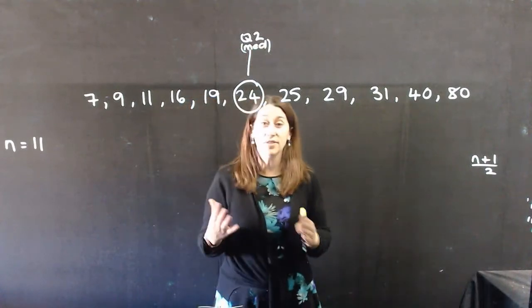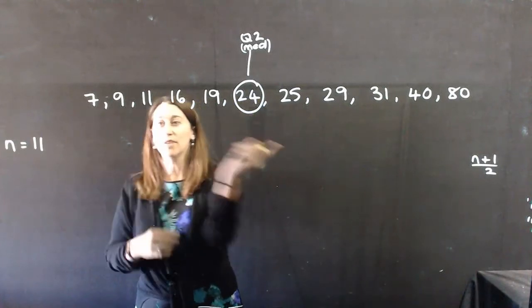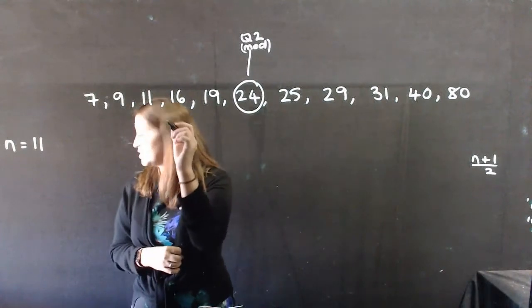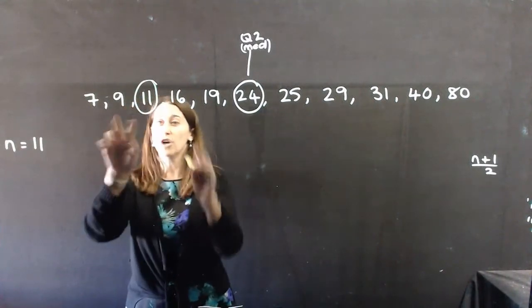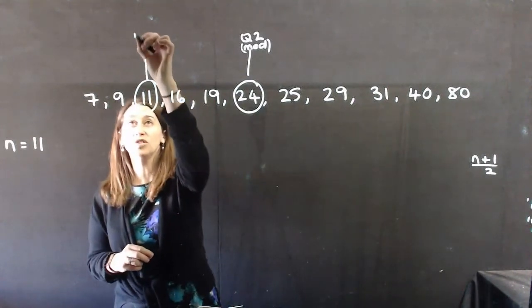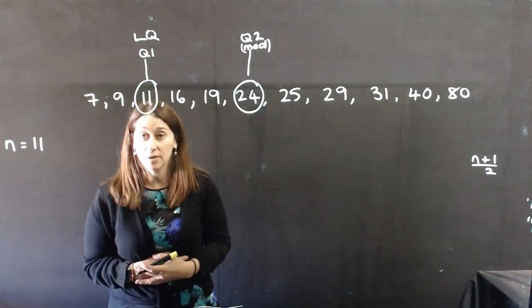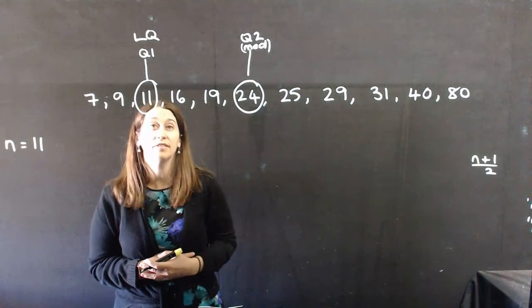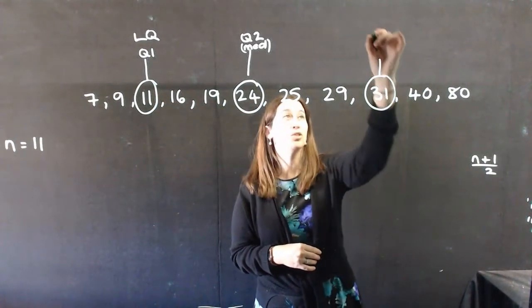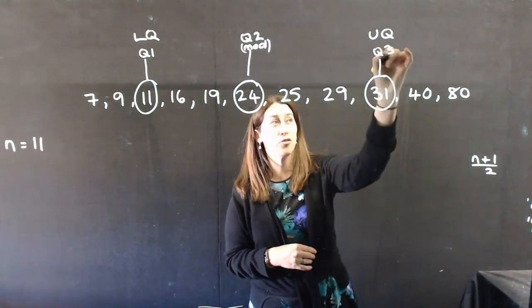Okay, now, similar process for the lower quartile. We want to work our way into the middle. Now, there are an odd amount of data this side, which means there is one central piece of data, which is 11. This shows that there are an equal number of data either side. So we would call this the lower quartile, or you can call it quartile 1 if you're using a calculator. And then similarly up here, 31 is going to be our upper quartile, UQ for short, or quartile 3.